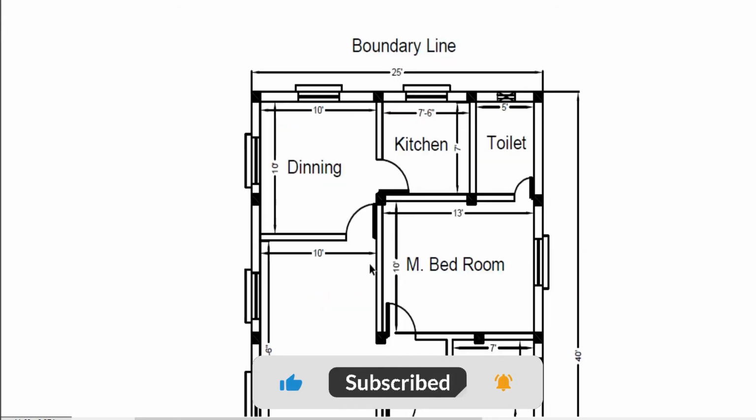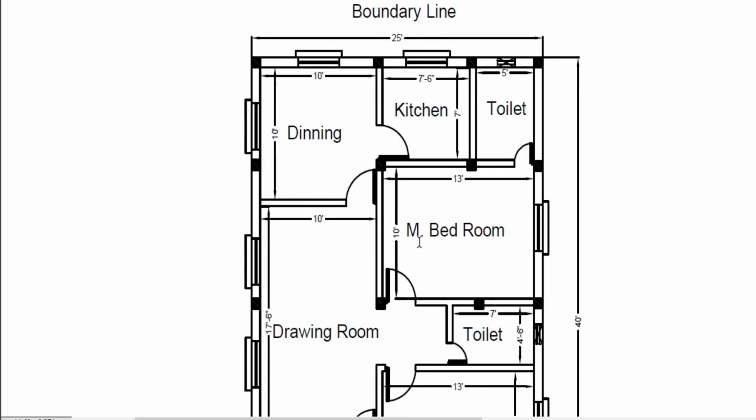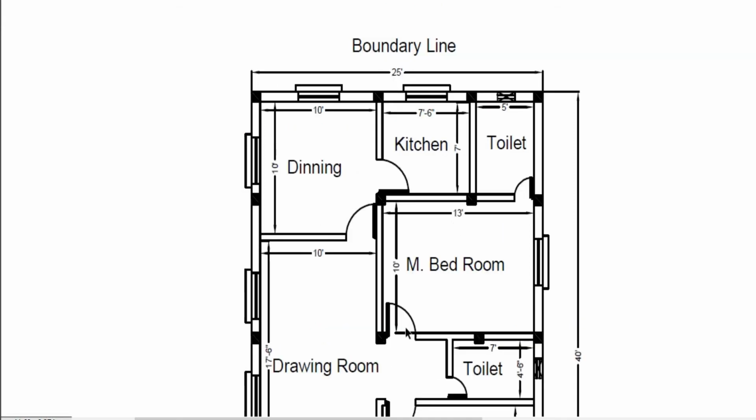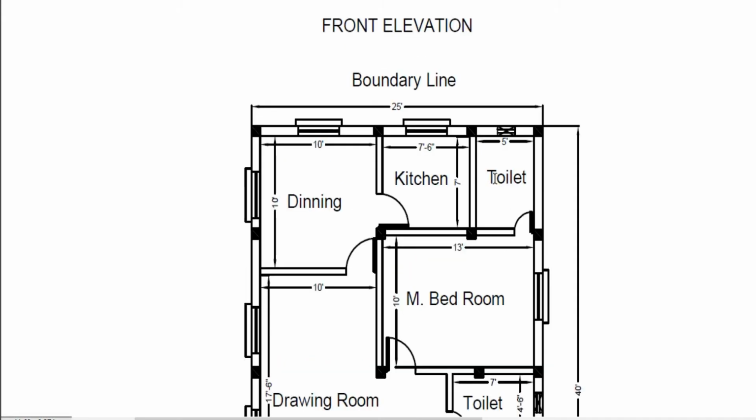Then there is also a master bedroom. The master bedroom is also quite big, that is 13 feet by 10 feet, which is 130 square feet. As you can see, this master bedroom is attached with a toilet of 5 feet by 7 feet, meaning 35 square feet, which is quite big for an attached toilet.